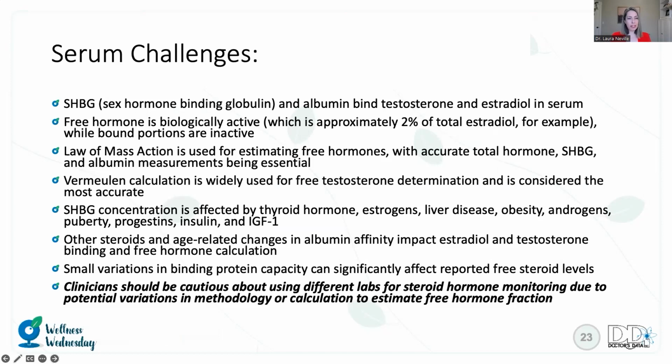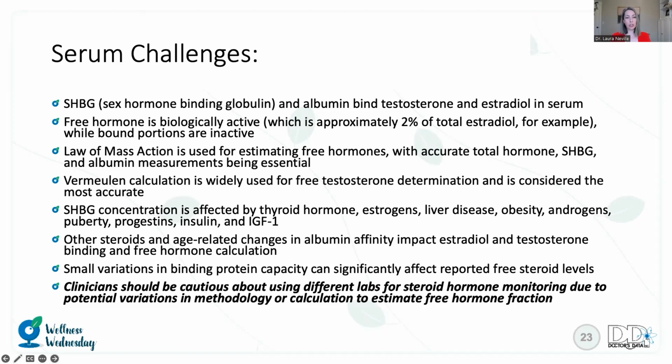So I'm just summarizing here everything we've talked about. We have the issue with the binding globulins in serum. That's always what we're working against. We really want to know what that free level is. The law of mass action, which is the theoretical framework to develop these calculations, shows us that for these calculations, you have to have a total hormone from the get-go that's totally accurate. You have to have accurate sex hormone binding globulin levels. You have to have accurate albumin. You have to have an accurate association constant.